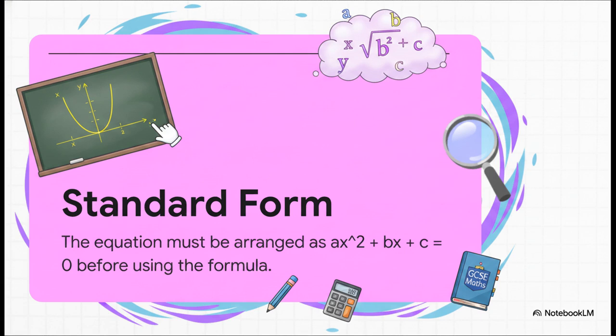Seriously, why? Well, visually speaking, solving a quadratic just means finding exactly where its graph crosses the x-axis. And where does it cross? Right where y is 0. So if your equation equals, say, 13 or 5x, you've got to rearrange that thing first.